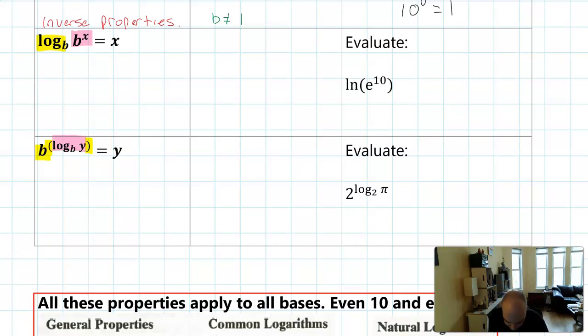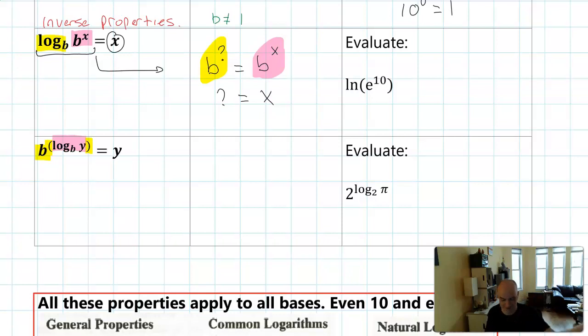So let's take a look at it again. Log base b of b to the x is equal to x. Why would that be true? Well, let's evaluate this side. This is saying b to the what equals b to the x. This is the logarithm part saying this. The argument is b to the x. Well, b to the x is equal to b to the x. So that's why this has to equal x. Log base b of b to the x is always equal to x. They're inverse functions. They will reduce out if you have the same base.